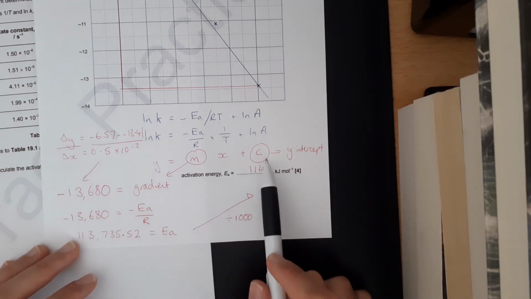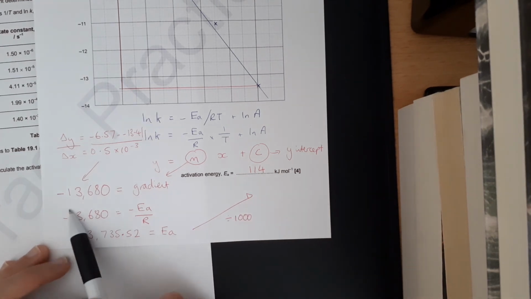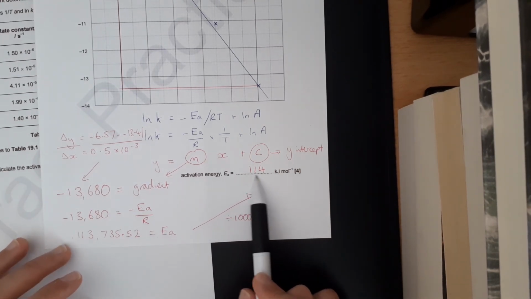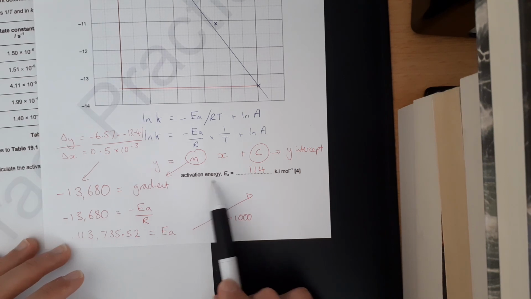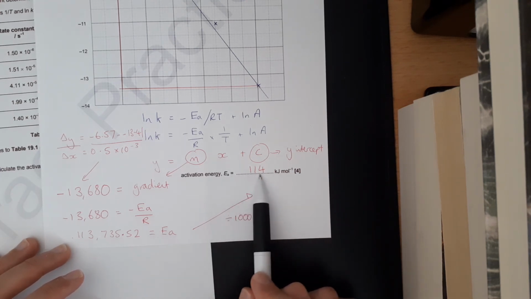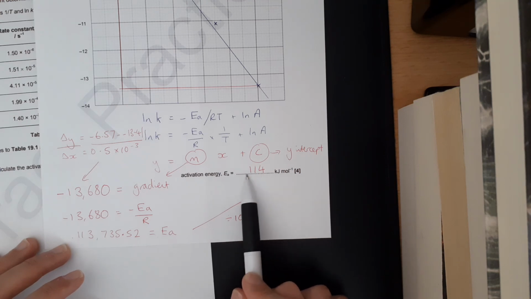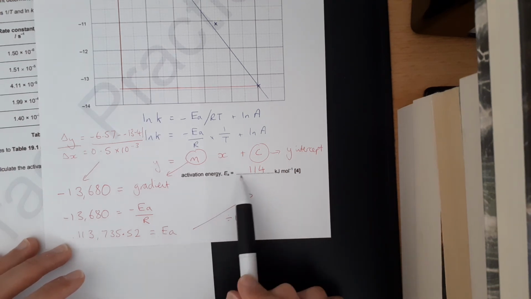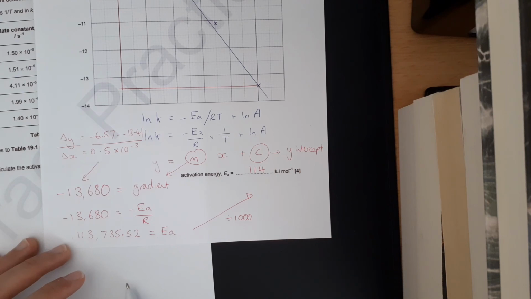The only thing to watch out for as well is, do watch out for the minus sign. If you're thinking about your answer, it doesn't make sense to have a negative activation energy. Okay, remember, the activation energy is the energy needed to start the reaction. The energy needed to start the reaction can't be minus 114. That doesn't make any sense. So just be sure that with your activation energy that you do always have a positive value. Okay.